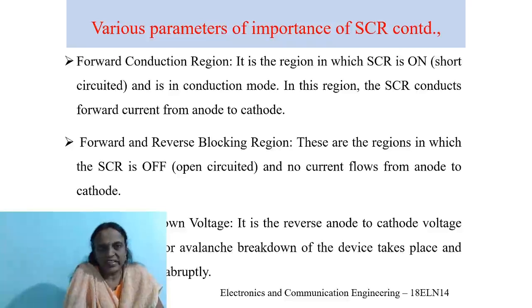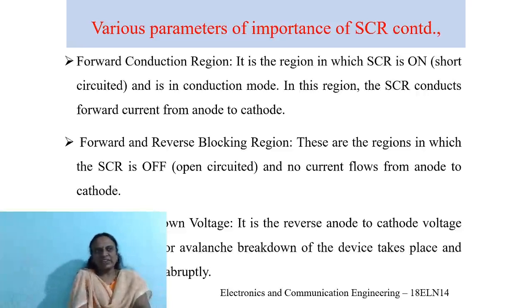Finally, one more definition at the end: the reverse breakdown voltage. It is the reverse anode to cathode voltage at which Zener or avalanche breakdown of the device takes place and the current rises abruptly. These are not the only parameters; these are just the important ones, the various parameters of importance of an SCR.